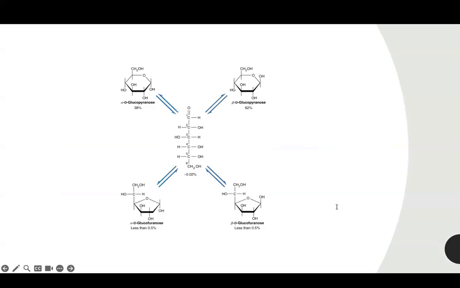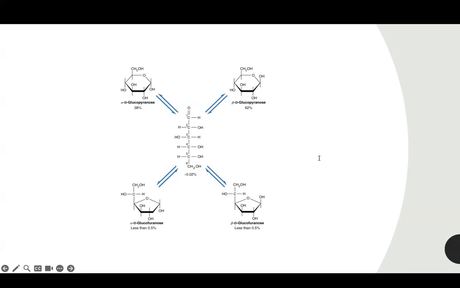So we already know that we can have either alpha or beta arrangements of ring structures, but in an aqueous environment, the alpha and beta forms can readily interconvert between each other, as well as between a pyranose and furanose ring. So they can form either a 4- or 5-membered ring, and all of these forms can interchange in an aqueous environment.